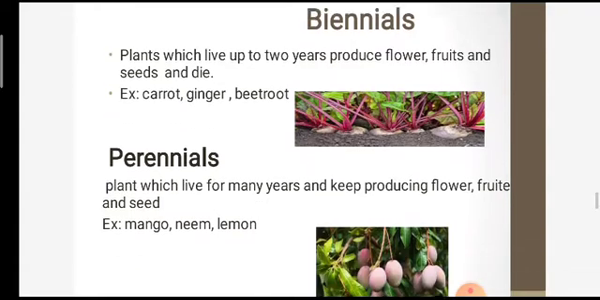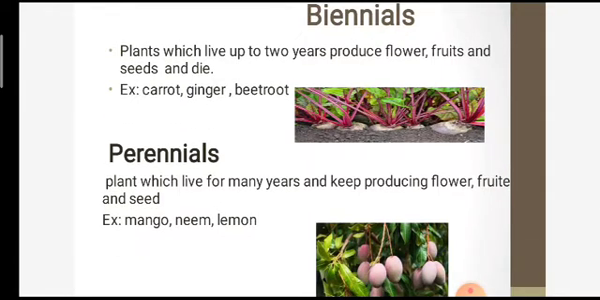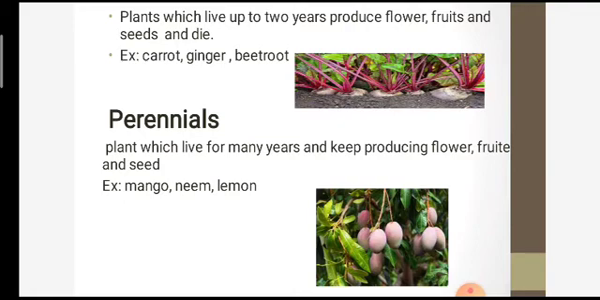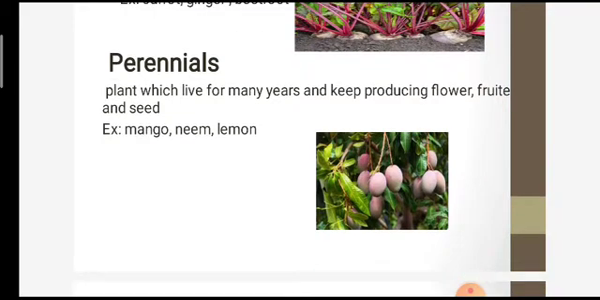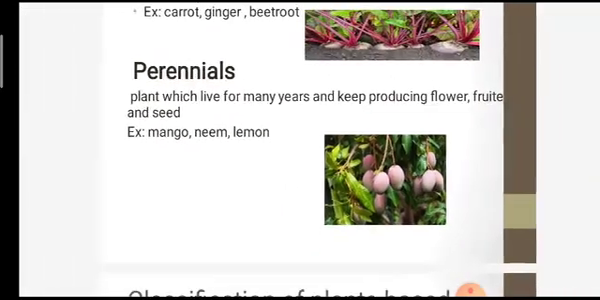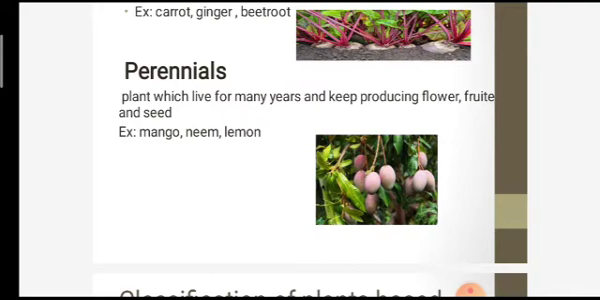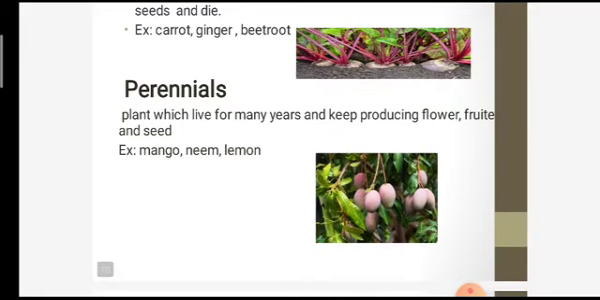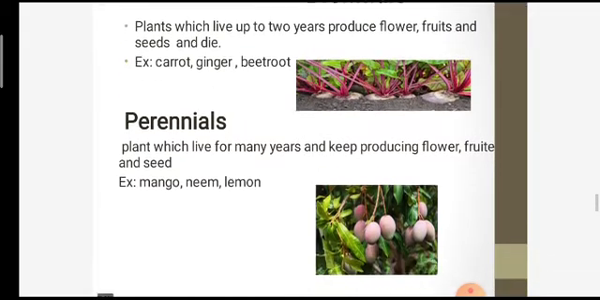Then next is perennials. Perennials are plants which live for many years and keep producing flowers, fruit and seed. It will be a big, large tree. For example, I have shown you the picture of a mango tree. The mango tree produces fruit every year, and this plant lives for many years. Examples of perennials are mango tree, neem tree, lemon tree.